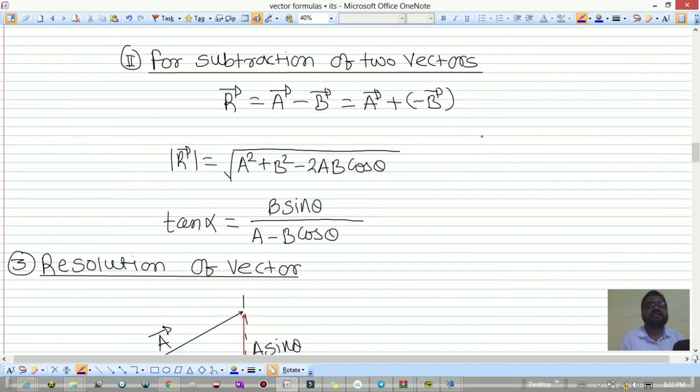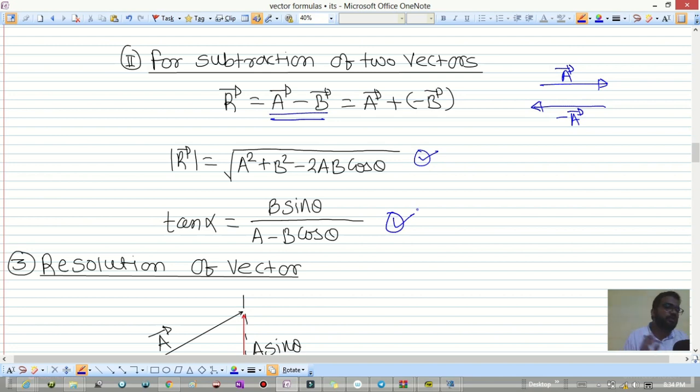For subtraction, instead of plus b bar, you have to write minus b bar. Means what? We can write a bar minus b bar as a bar addition with minus b bar. Minus b bar is nothing but the negative vector, right? Negative vector is just the opposite direction, magnitude will be the same. So these two formulas for subtraction you need to remember. Magnitude of r bar will be equal to root of a squared plus b squared minus 2ab cos theta, and tan alpha we have is b sin theta divided by a minus b cos theta.